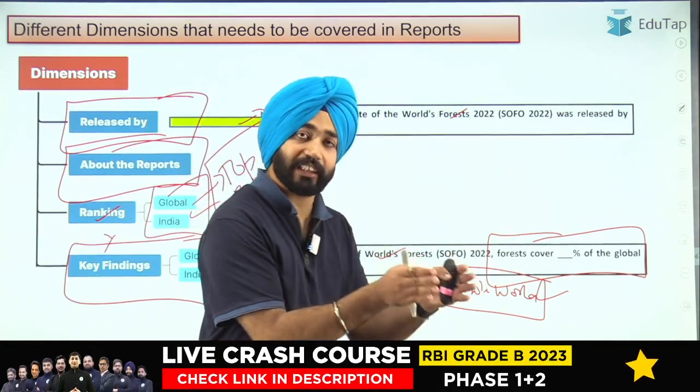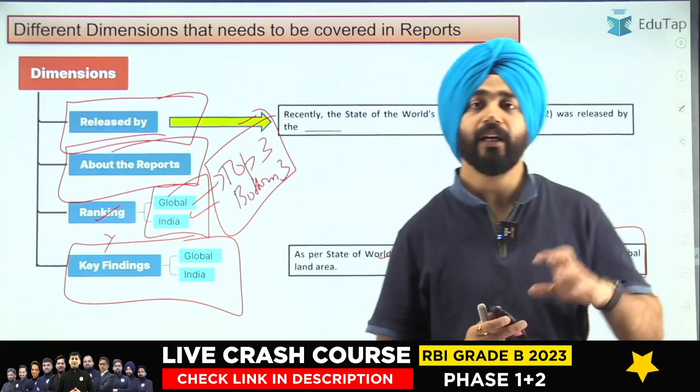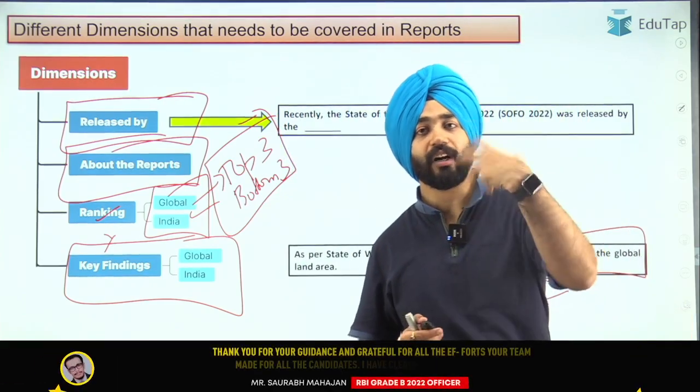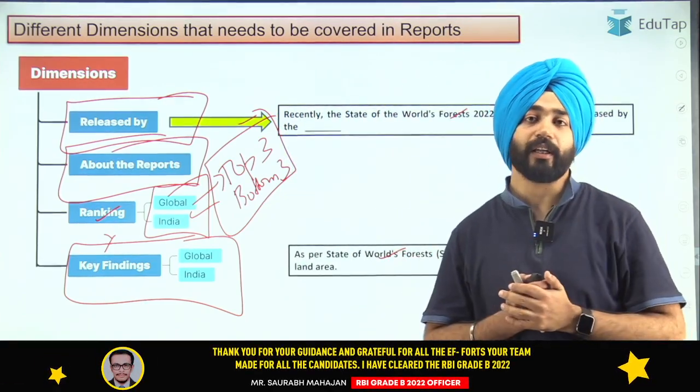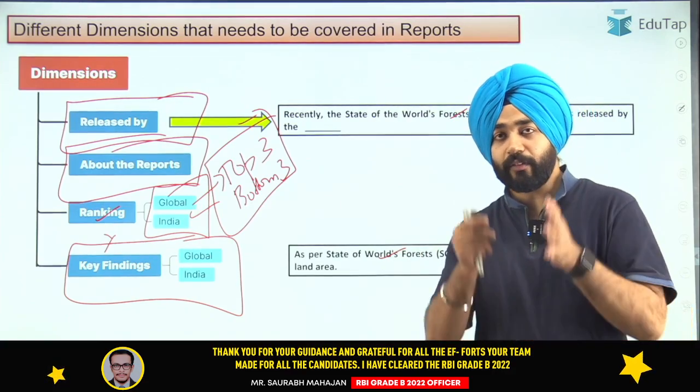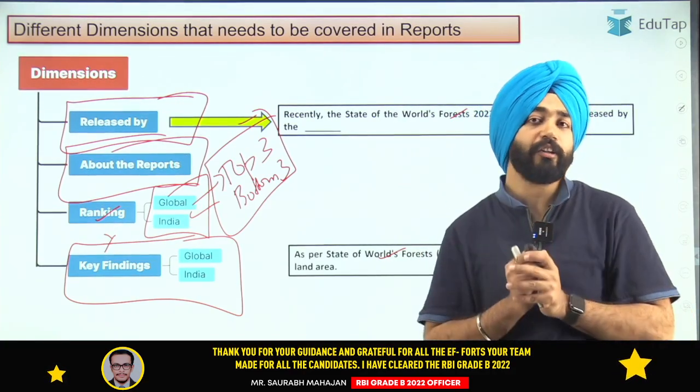Otherwise, if something is specific to a state or region, you can leave it here unless and until that region has topped there. That's the point here. Okay. Now I hope you have understood what dimensions you have to read for the scheme.